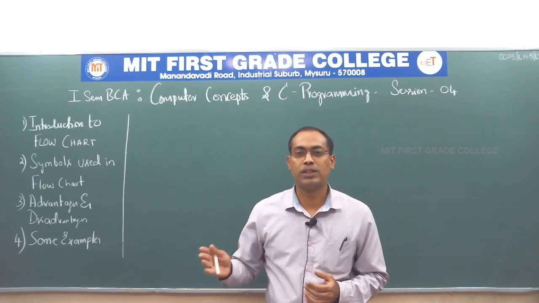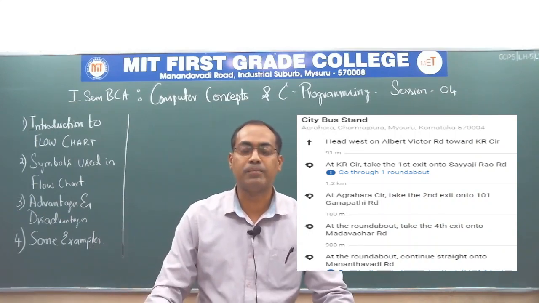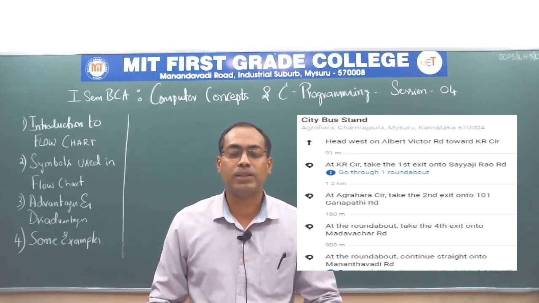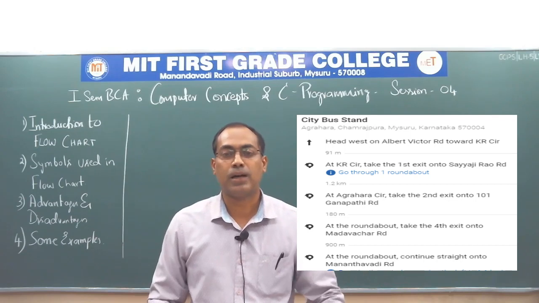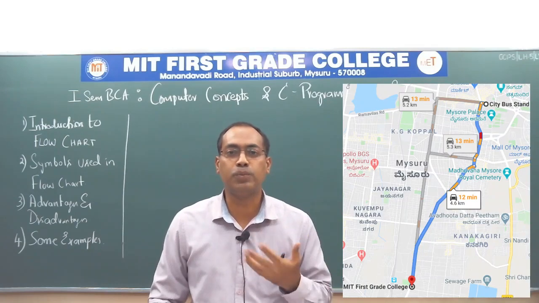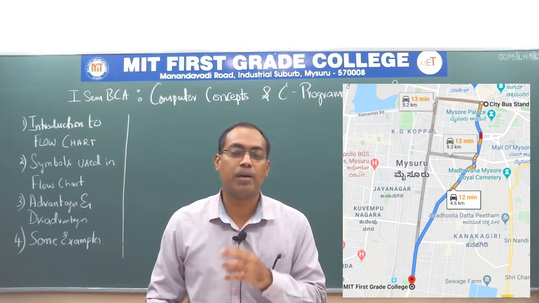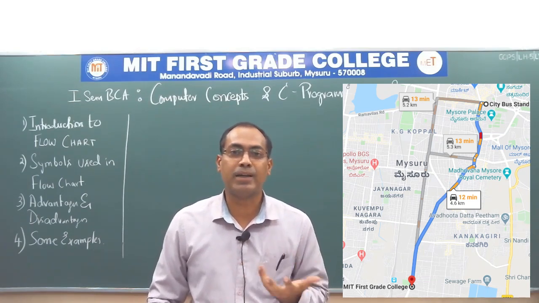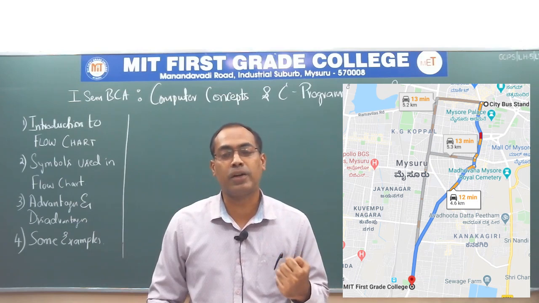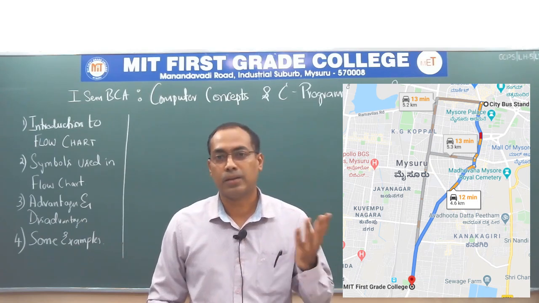Before I introduce you to this topic, let's take a simple example. Consider that you want to travel from City Bus Stand to MIT First Grade College and you don't know the route. So I give you the route in words about how to reach here, and also I will give you a map. Which one do you prefer? Obviously, you will give preference to the map, because a map is nothing but a graphical representation which is easy for you to understand, whereas textual information is difficult for us to understand. There is a saying, images speak better than words.